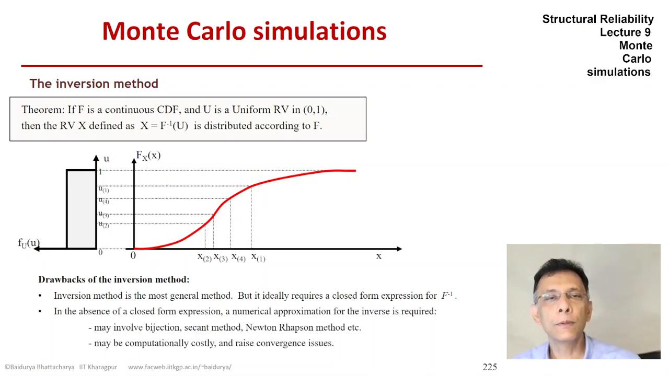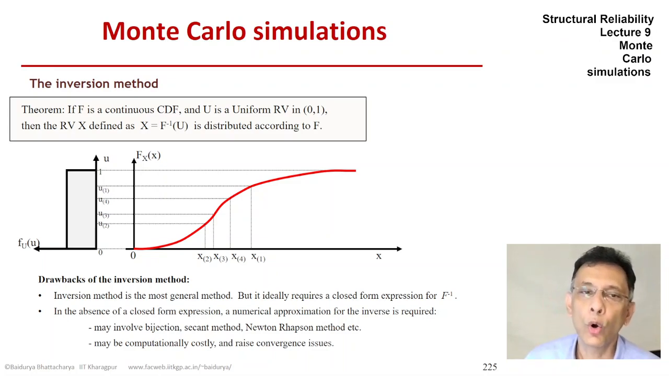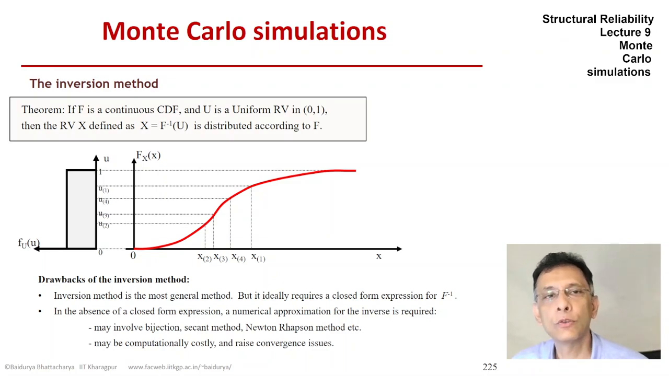So once we are not able to invert the distribution function, then obviously numerical approximations are required, and it slows down the process somewhat and may raise convergence issues. So other methods are also used in place of inversion, but where possible, inversion is the ideal choice.